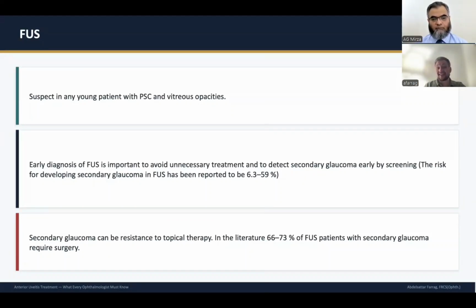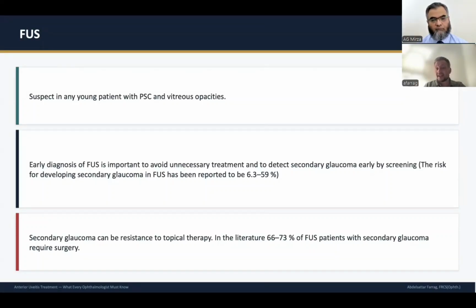This is the main thing. I have been in different hospitals and I have seen myself many times that they overtreat Fuchs heterochromia. And we should know a very simple rule. The risk for development of secondary glaucoma in Fuchs has been reported to be 6.3 to 59%. So over-treating with steroid is useless.